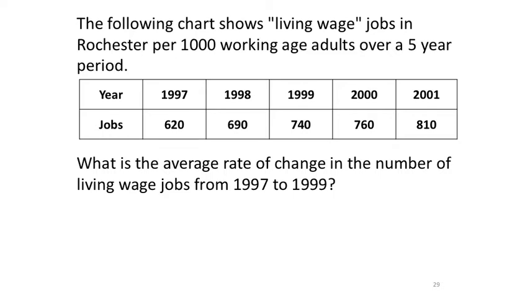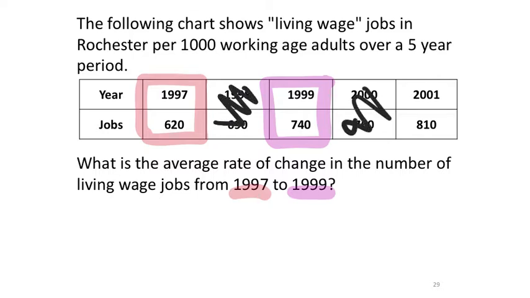All right, this chart shows living wage jobs in Rochester, wherever that is, per 1,000 working age adults over a 5-year period. Don't be tricked too much by all the values in the table. This one only wants us to focus on these 2 values. First, 1997, which is right here. And then 1999, which is right here. These other values I don't really care about, so I'm going to pretty much cross these out so we don't have to look at that garbage, right?